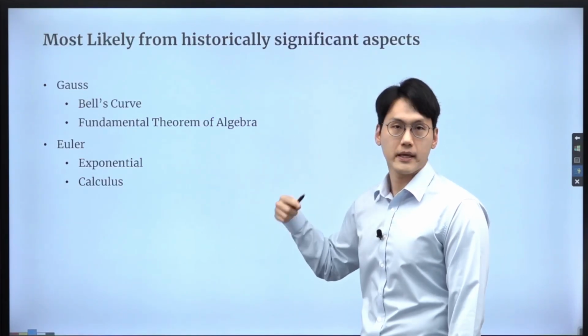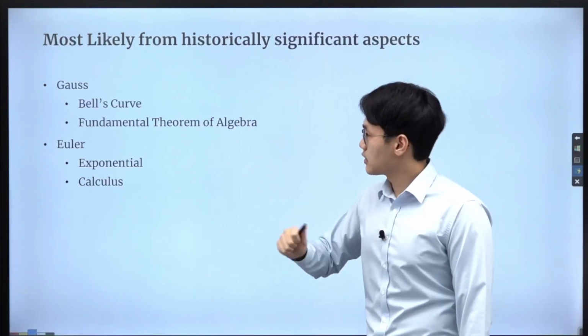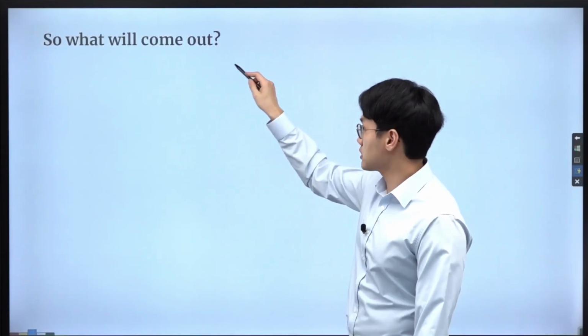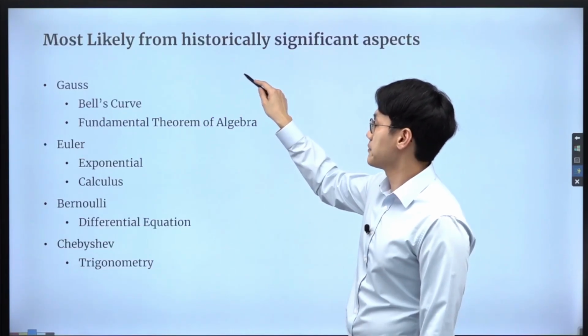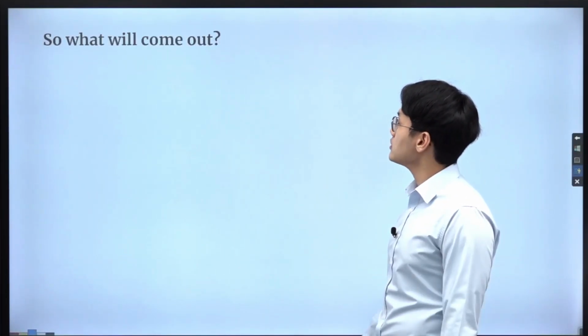But yeah, it's going to be based on always all those historical, significantly important mathematical ideas. Gauss, Euler, Bernoulli, Chebyshev, whatever. There has been many. So those questions already have appeared in either paper 1 to 3 throughout the history of IB mathematics. Okay, so what can come?